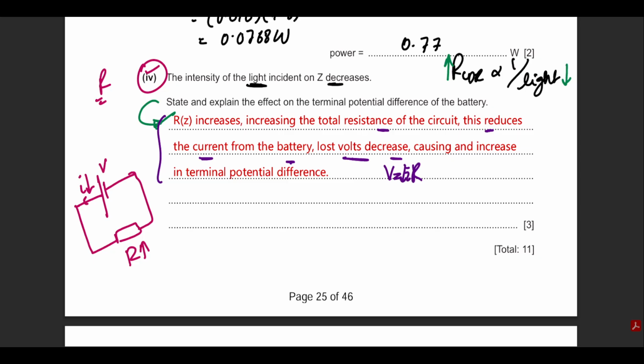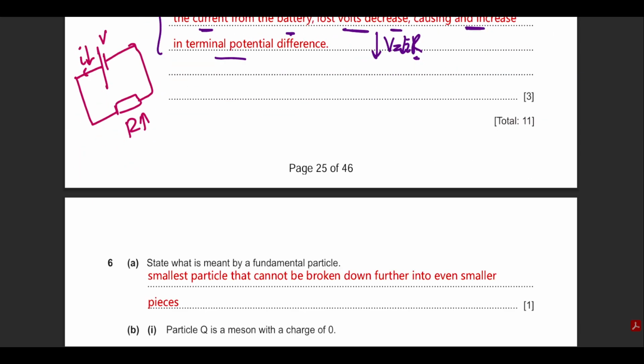If the current decreases, no matter what the resistance is, the voltage drop inside the battery also decreases, leaving more headroom, more possibilities, more energy, more voltage for you to access on the outside, which is going to cause an increase in the terminal potential difference.